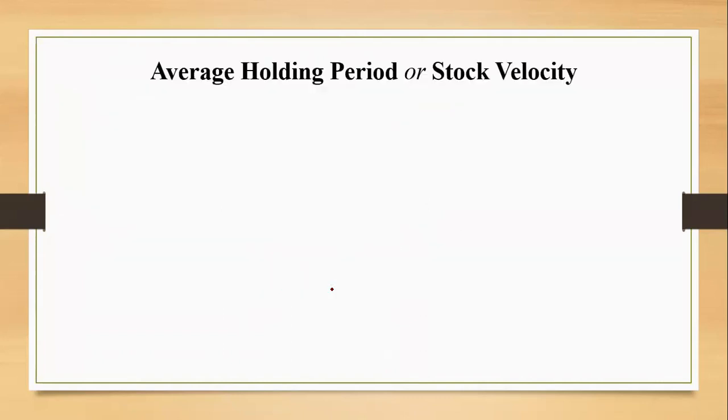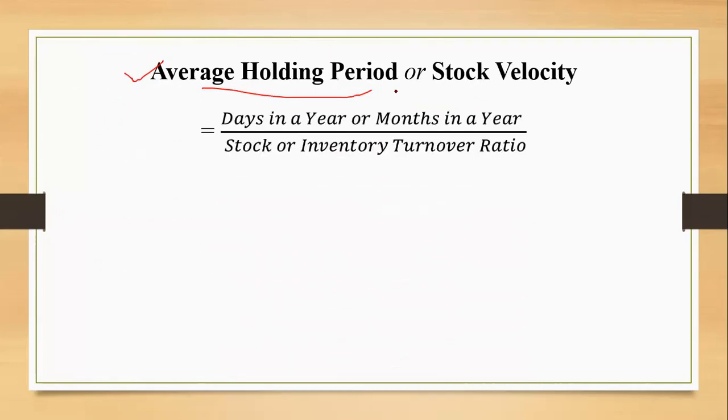Correct? And yes, one more formula is there for average holding period. For how many days you have been holding the stock with you. To know this, we have a formula that is days in a year, or it can be months in a year, upon stock or inventory turnover ratio. In general, we take 365 days, right? But if it is specifically given as a leap year, in that case, it will be 366. Otherwise, 365 days in a year divided by inventory turnover ratio will help us to get the average holding period.